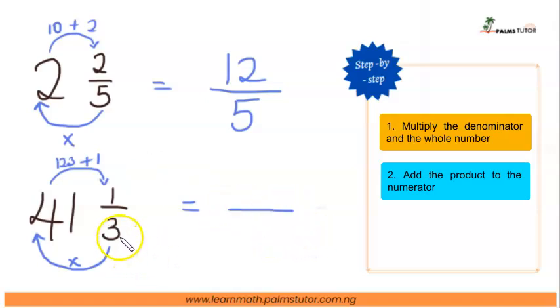Remember that the denominator remains the same, so it's going to be 3. And then you have 123 plus 1 gives us 124 over 3. This works no matter how big the whole number is or whatever part of the fraction is.